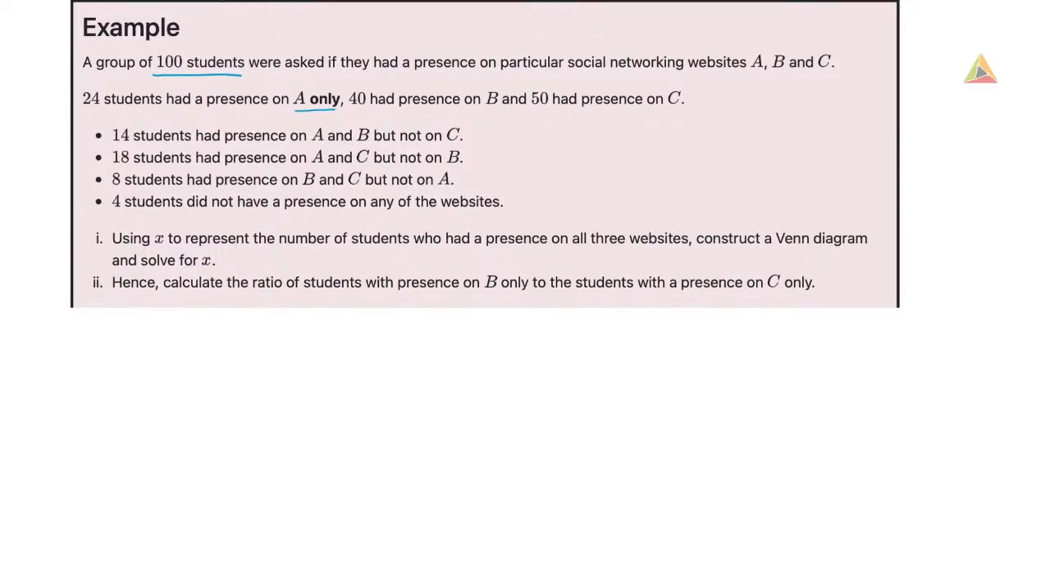So we're told then that 14 students had a presence on A and B but not C. 18 students had a presence on A and C but not B. 8 students had a presence on B and C but not A. And then 4 students did not have a presence on any of the websites. That's really important. So the first part of that question, using X to represent the number of students who had a presence on all 3 websites, construct a Venn diagram and solve for X. And then the second part of the question, hence calculate the ratio of students with a presence on B only to the students with a presence on C only.